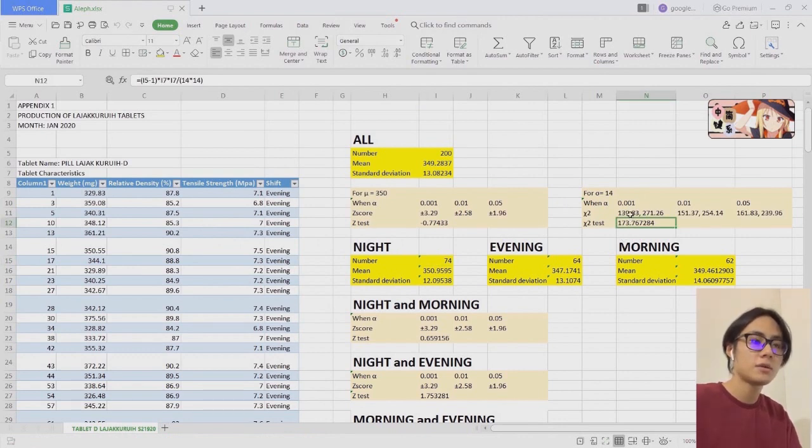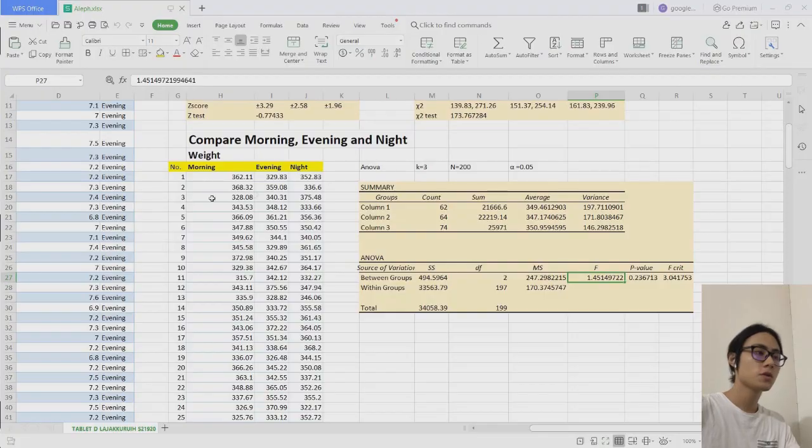That means we need to accept our null hypothesis, which says there's no significant difference between our standard deviation and the FDA's one. So here comes part 2.